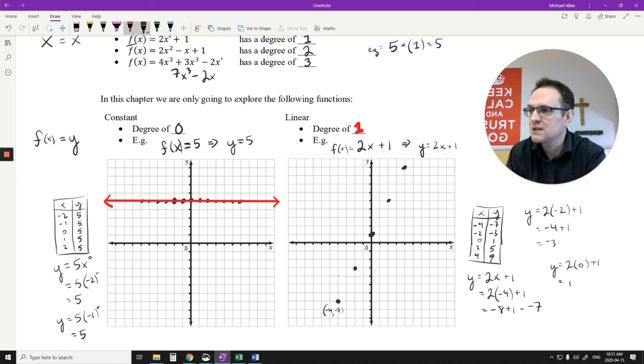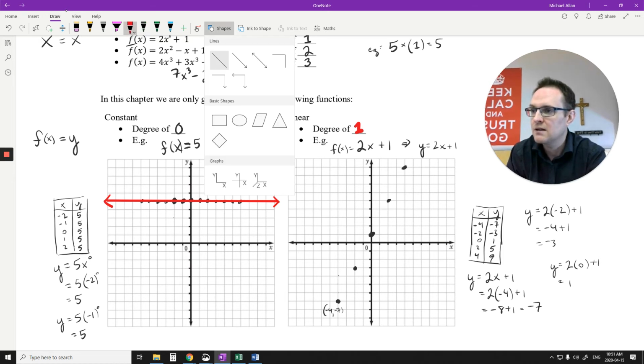Okay, so what do you notice about these dots here? Oh, I have a double-sided arrow here. I might as well use that.